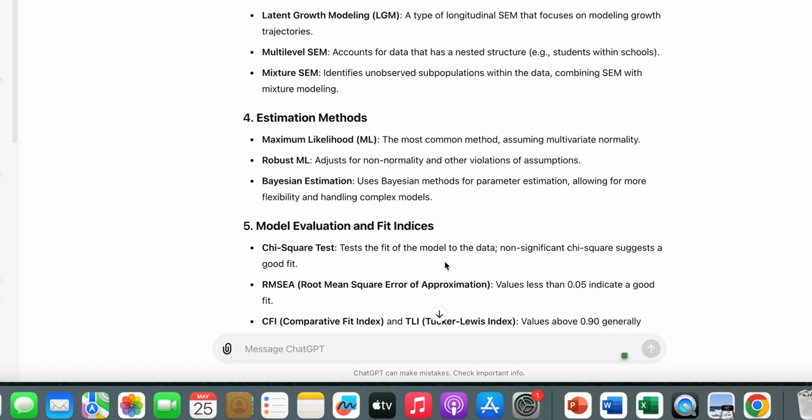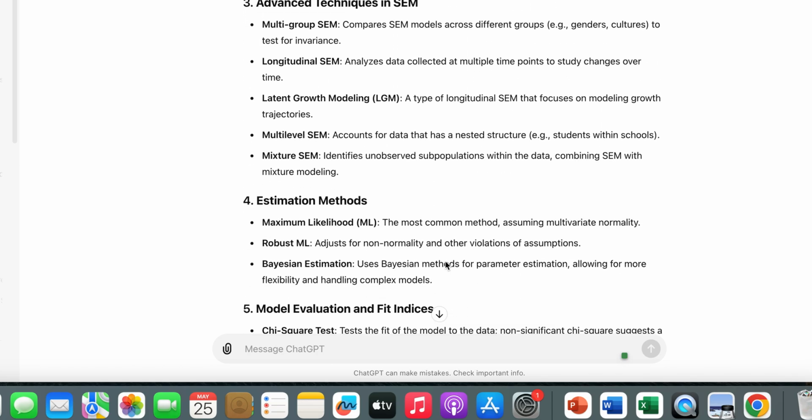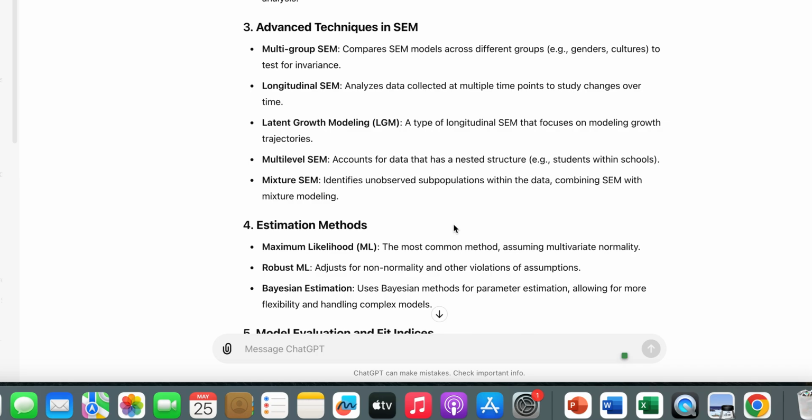Number 3, advanced techniques in structural equation modeling. Multi-group structural equation modeling compares structural equation models across different groups, for example gender, culture, to test for invariance. Longitudinal structural equation modeling analyzes data collected at multiple time points to study change over time. Latent growth modeling, a type of longitudinal structural equation modeling, focuses on modeling growth trajectories.